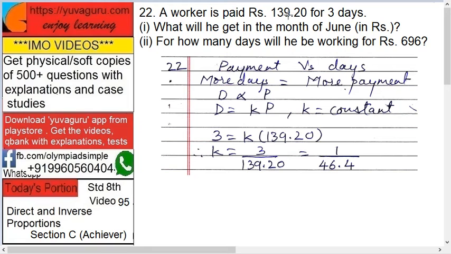Firstly, find the constant k. See here, payment versus days. More days will be more payment, right? So it is directly proportional. Days is directly proportional to p, payment. So d equals k into p. Therefore 3 equals k into 139.2. One condition is given, so you can find out k. 3 upon 139.2, that is 1 upon 46.4. Now we have found k. Now use it for 1 and 2.